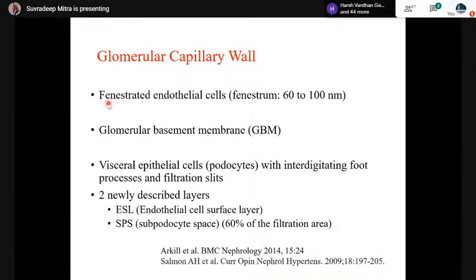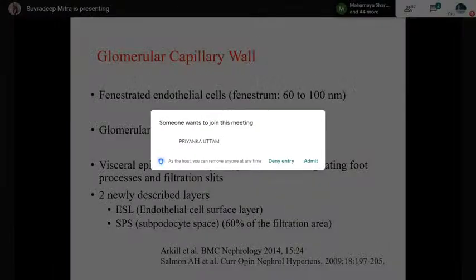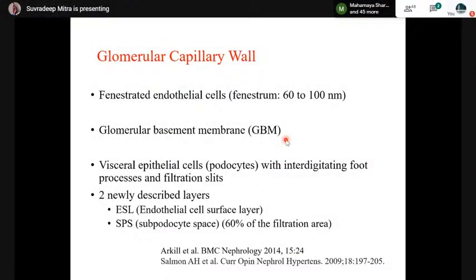It is formed of fenestrated endothelial cells. I will show it in higher magnification. Each fenestrum, or each gap, measures approximately 60 to 100 nanometers. Then there is the glomerular basement membrane, which I have told you has three layers: the lamina rara interna, lamina densa, followed by lamina rara externa towards the podocytic surface.